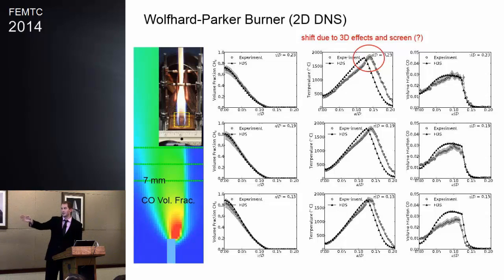Our temperature profile is a little shifted, and I know it's going to be hard to see in that image, but in the Wolfhard-Parker burner there are actually these big screens that sit over the burner. They're about 14 to 17 millimeters above the flame, and they're there to stabilize the flame. So we have some feeling that that might have an issue with the shift, as well as the fact that this is really a 3D case that we simplified to a 2D case in our simulations. So we're still not exactly sure why that shift occurs, but these are our results from that mechanism for this case.